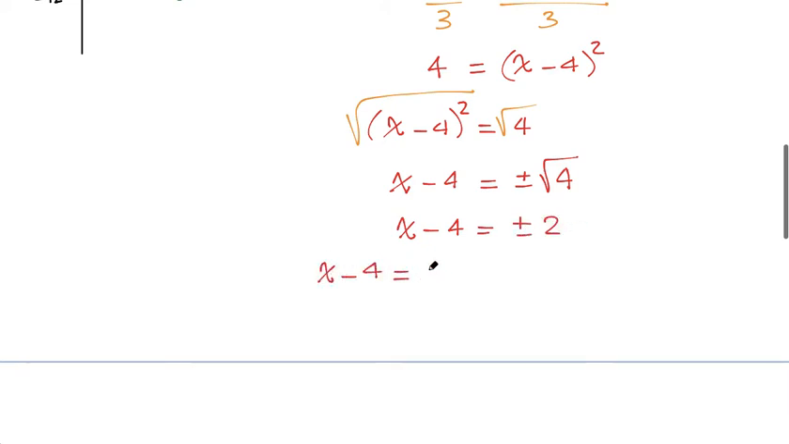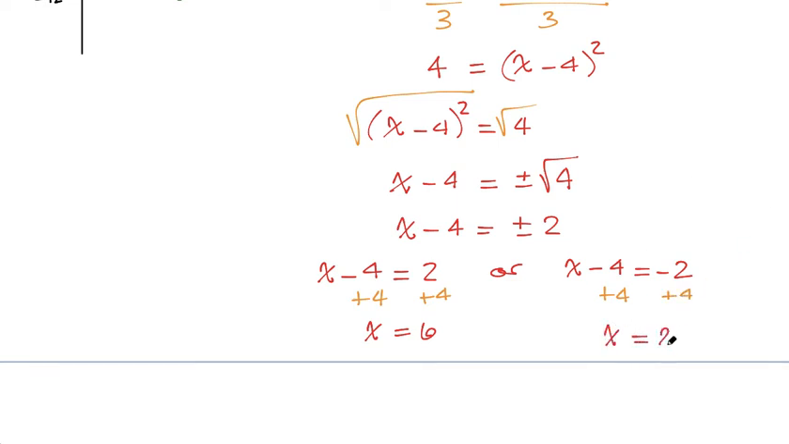x minus 4 equals positive 2, or x minus 4 equals negative 2. Adding 4 here and 4 here, I get x equals 6. On the other side, I do the same process. Plus 4, leaving me with x equals 2. Those are my two x-intercepts, x equals 2 and x equals 6.